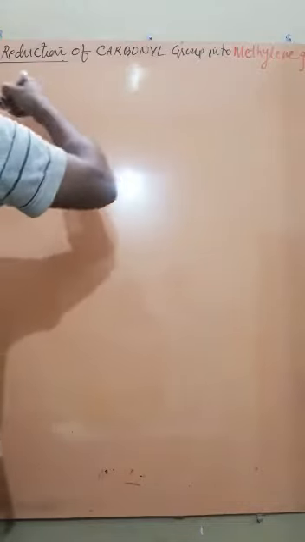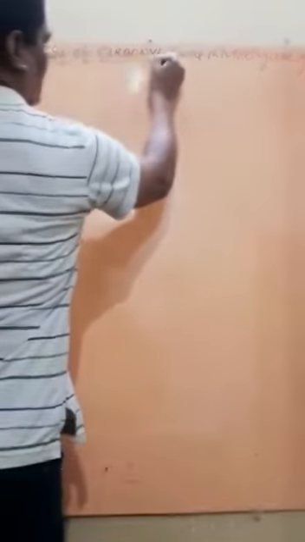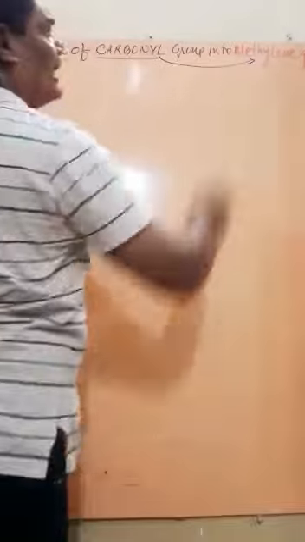Yes, student. Next one is reduction reactions of carbonyl group. Actually, the carbonyl group is getting reduced to methylene group. Methylene group, that is CH2. Okay.